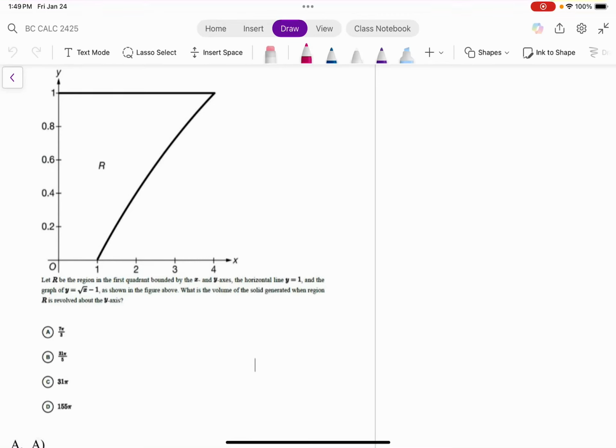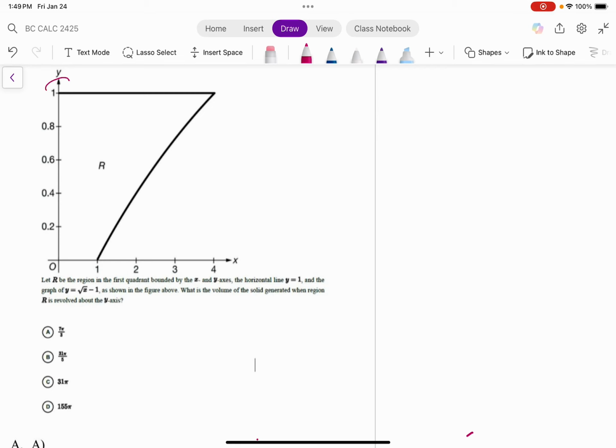This problem says, let R be the region in the first quadrant bounded by the x and y axes, the horizontal line y equals 1, and the graph of y equals root x minus 1, as shown in the figure above. What is the volume of the solid generated when the region R is revolved around the y-axis?